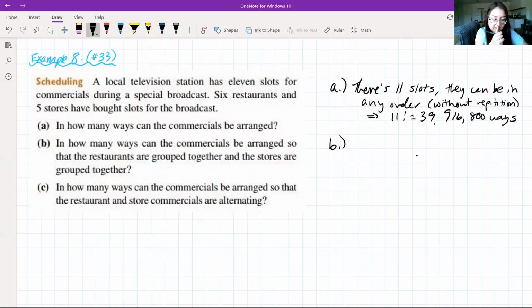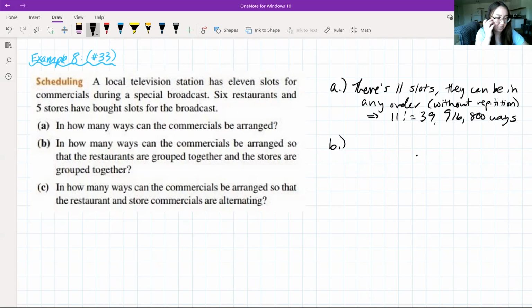Now let's move on to part B. So part B is, in how many ways can the commercials be arranged so that the restaurants are grouped together and the stores are grouped together? So this is kind of like the last problem that we did. This is going to be a multi-layered problem. So we see we have restaurant commercials and store commercials. That's two different categories. So we're going to have 2 factorial different ways of just rearranging our stores or restaurants. We can think about it, and this makes sense because there's really only 2 ways to do it if there's 2 categories. We either show the store commercials first and then the restaurant commercials, or we do the restaurant commercials first and the store commercials. So there's only 2 ways.